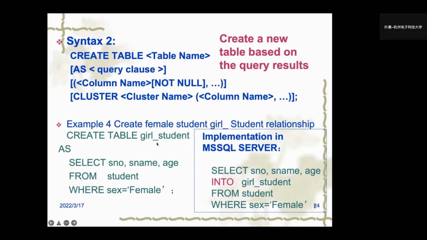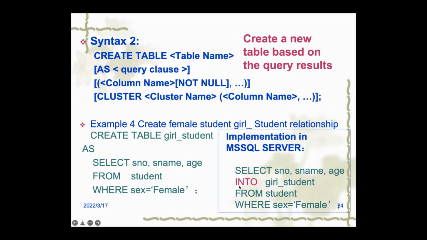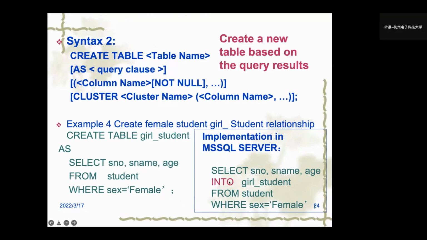table student. And we can see the detailed implementation in the server, in the MS SQL server. It can be select number, name, age, into, they use into to show, they use this into operation, which we need to notice. And from, when you into group student from student table, where the condition is sex should be female.